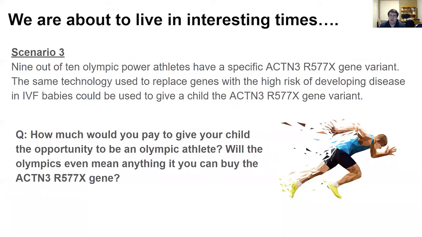Nine out of 10 Olympic power athletes actually have a specific gene variant, the R577X gene variant, that breaks down lactic acid really well in their muscles. Now, the same technology in scenario 2 that could be used to replace the high-risk genes for developing a disease in an IVF baby could be used to give the IVF child that gene variant. How much would you pay to give your child the opportunity to be an Olympic athlete?